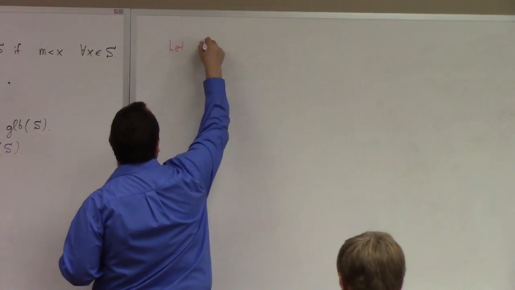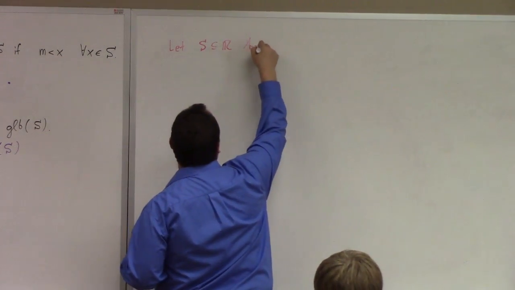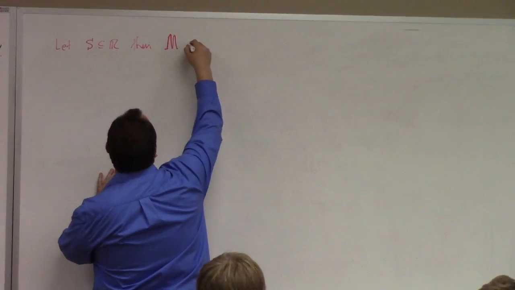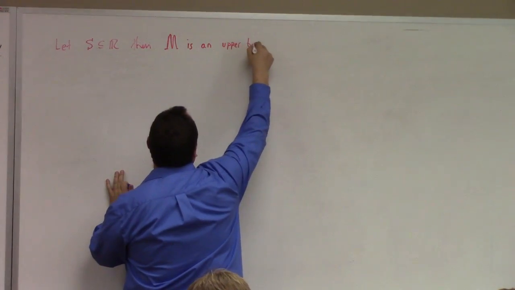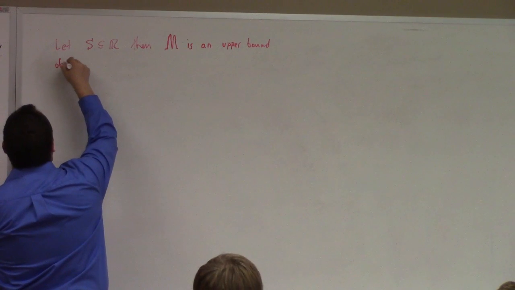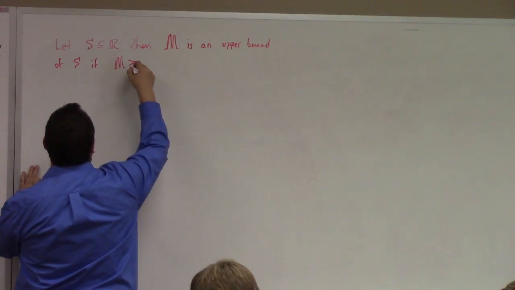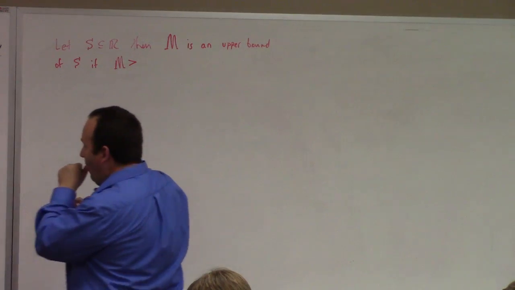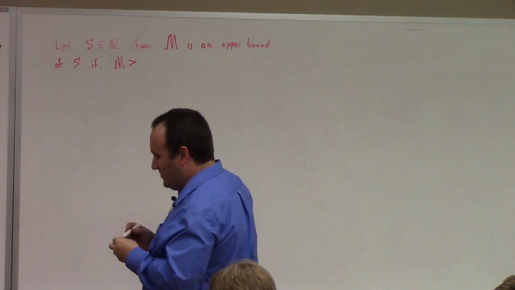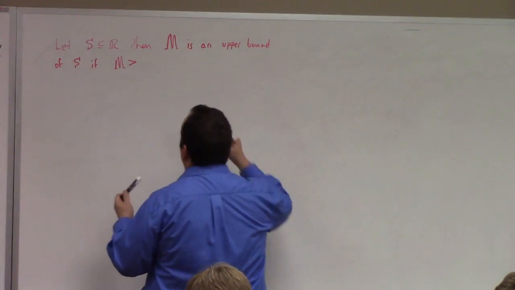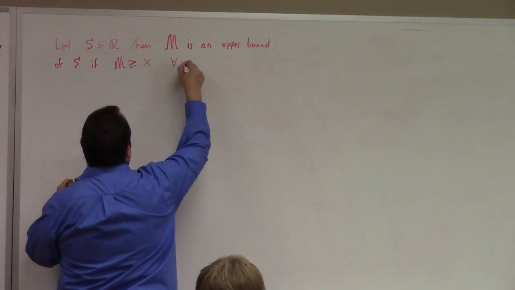So I'll do it again here. Let S be a subset of R. Then a number M is an upper bound of S if M is greater than, oh, did I say it? There's a mistake over here. Excuse me. This should be less than or equal to. So it's an upper bound if M is greater than or equal to x for all x in the set.